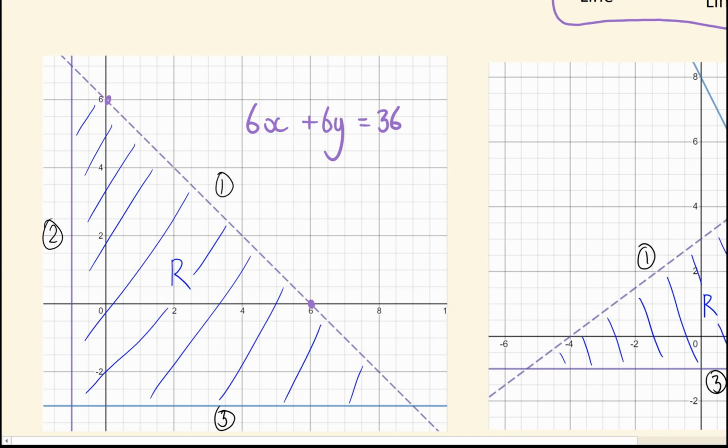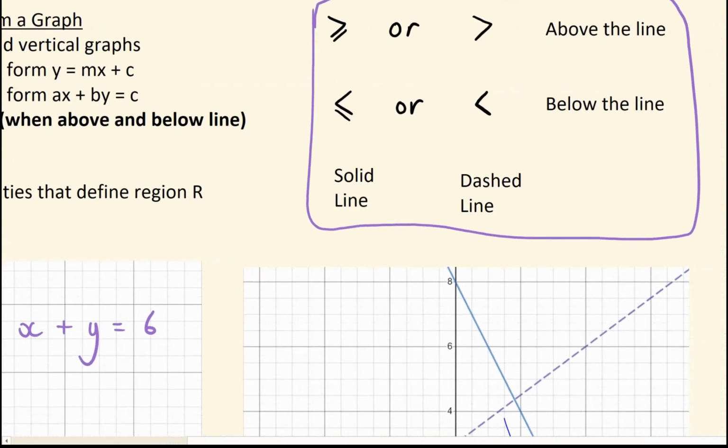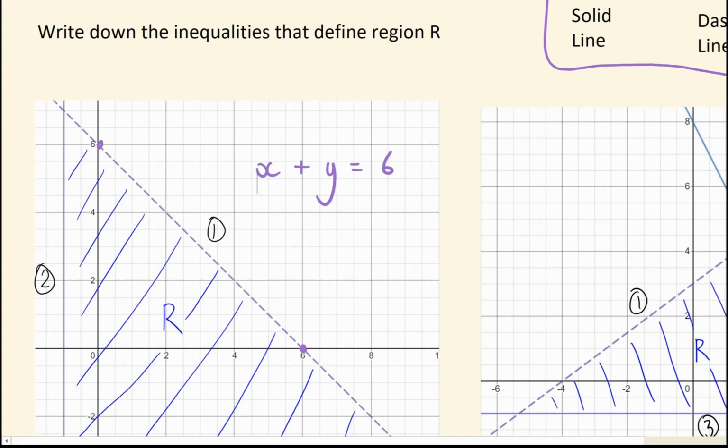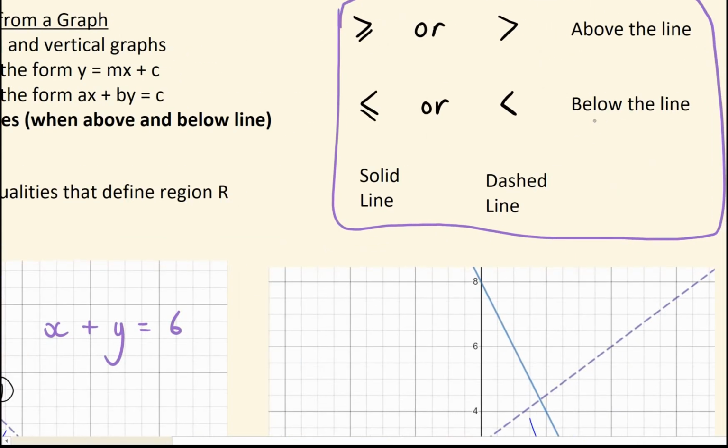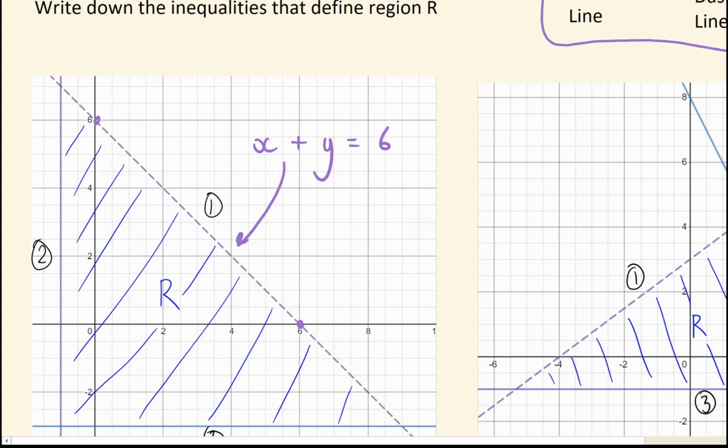I will simplify this. Everything here divides by 6, so I can just rewrite it as x plus y equals 6. However, that's the equation of a line. What I want is an inequality. So I look to my guide up here. We want to be below the line, and we have a dashed line. So below the line and a dashed line tells me that this inequality is x plus y is less than 6. Okay?